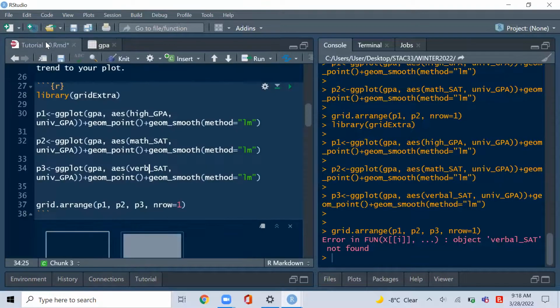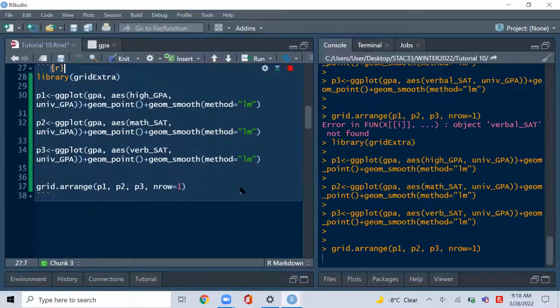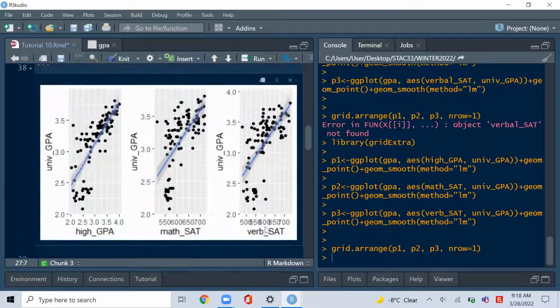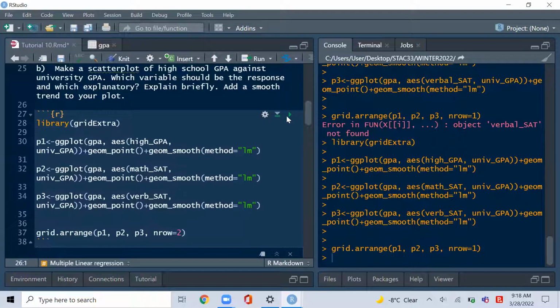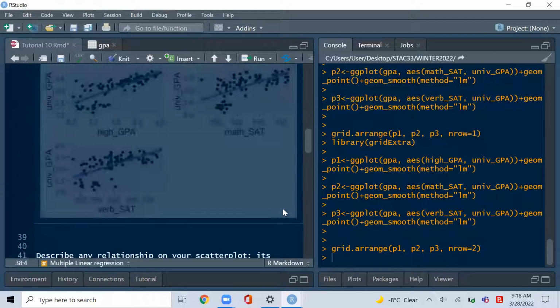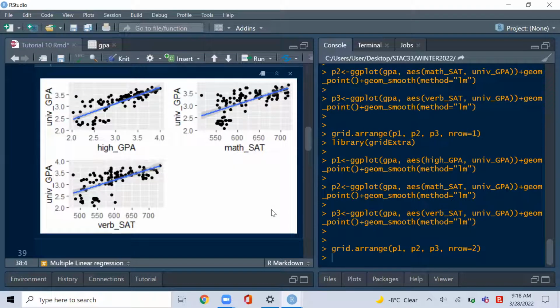Oh, it's called verbSAT. That's fine, I chose a variable that doesn't exist. Okay, so if you run this, you'll see this. And I guess I should put 2 so it doesn't crowd each other. You get this. You can actually see that.